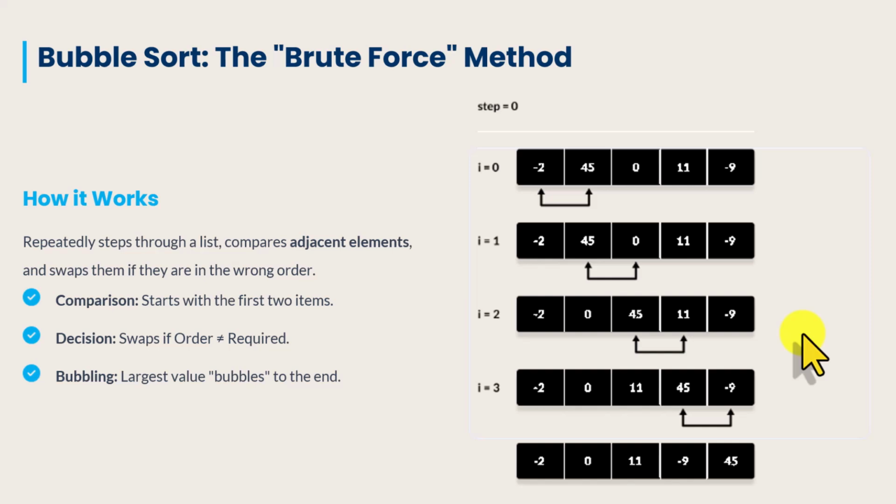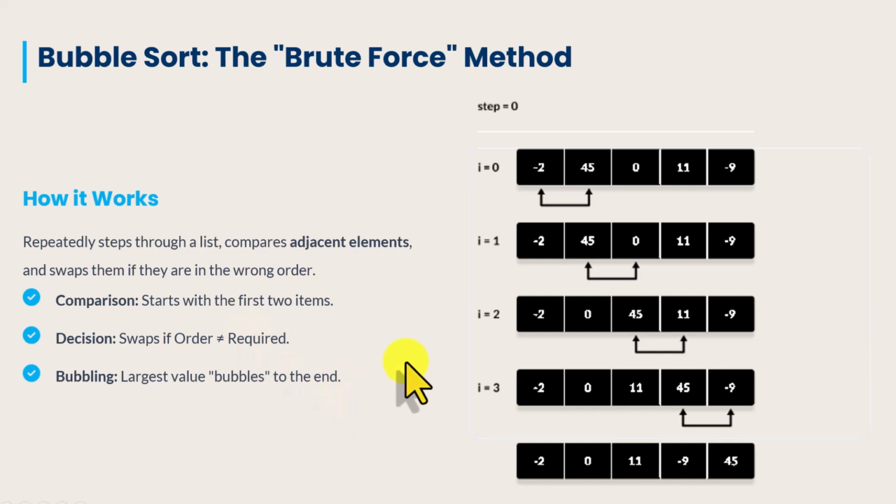Bubble sort is the brute force approach for sorting. Bubble sort repeatedly steps through a list. It compares adjacent elements, first these two elements, then the next adjacent elements, and if they are in the wrong order, it will simply swap them, putting them in the correct order. Comparison starts with the first two items, then the second two items, then the next two items, and so on. And what is our decision here? Swap if order is required.